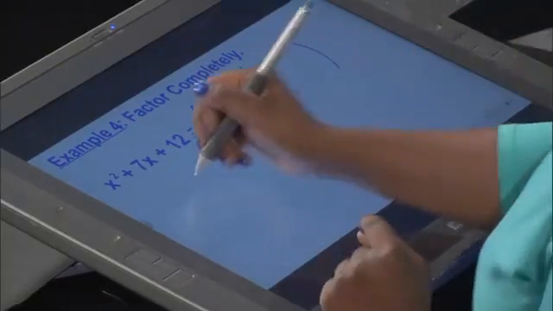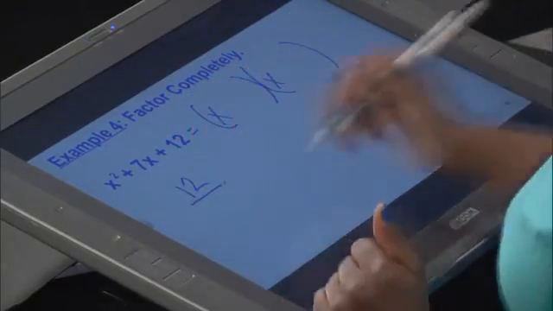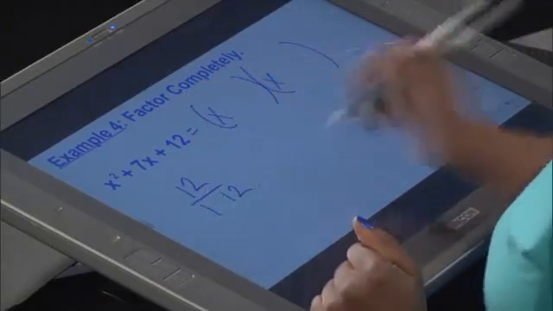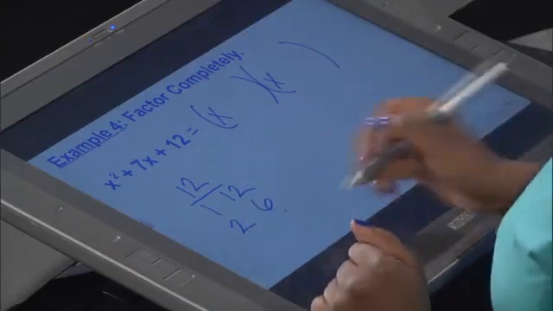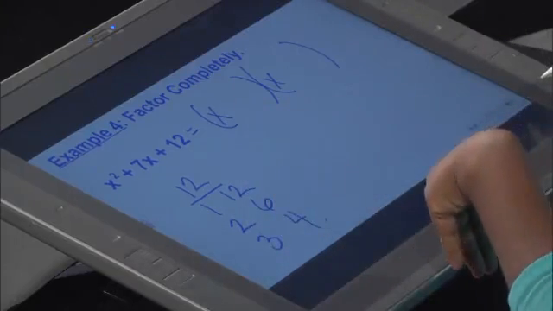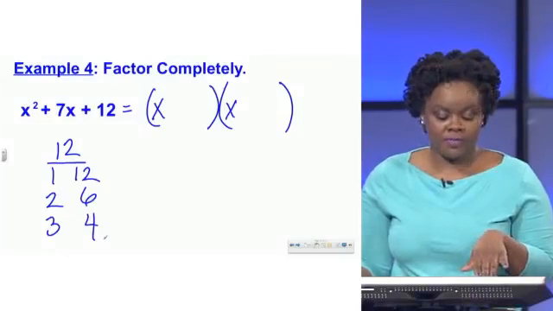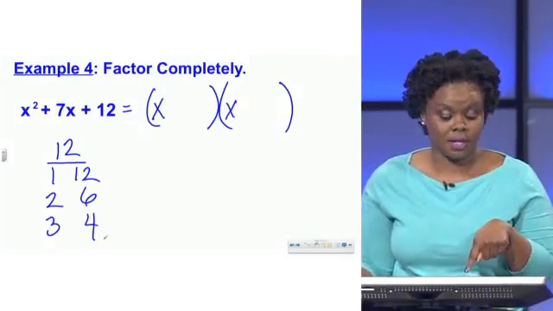Okay, so let's start by listing the factors of 12. I know 1 times 12 would give me 12, and so would 2 times 6, and so would 3 times 4. All right, so those are my factors for 12. Now, which pairs of these factors would combine to give you 7? That's the next thing to figure out.